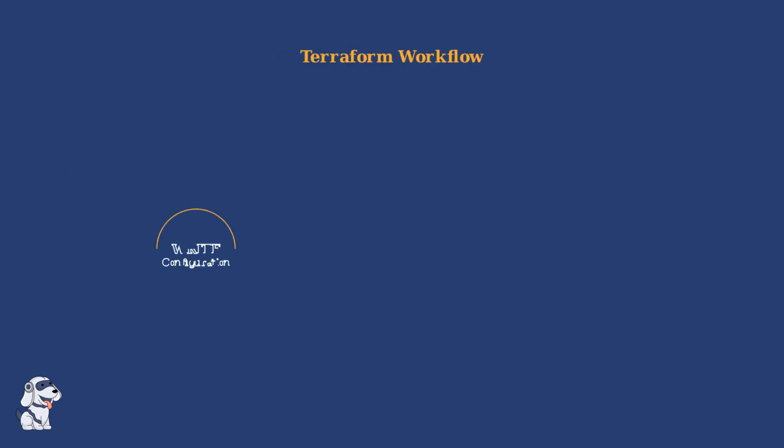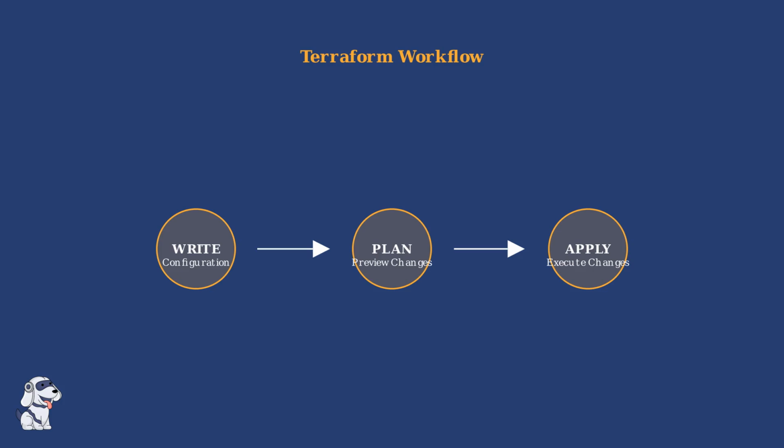The Terraform workflow consists of three main phases. First, you write configuration files that define your desired infrastructure. Second, you run Terraform plan to preview what changes will be made. Finally, you run Terraform apply to execute those changes and bring your infrastructure to the desired state.